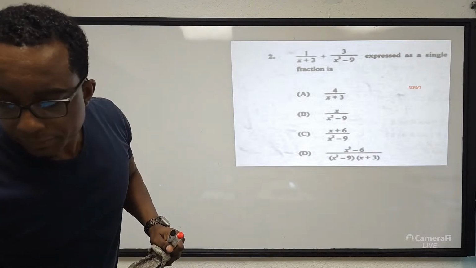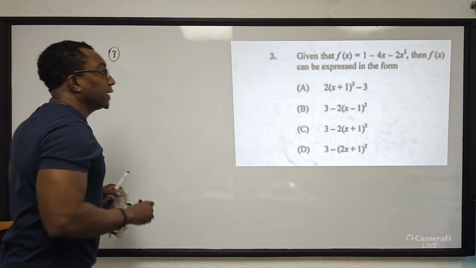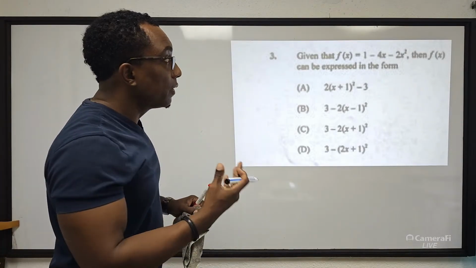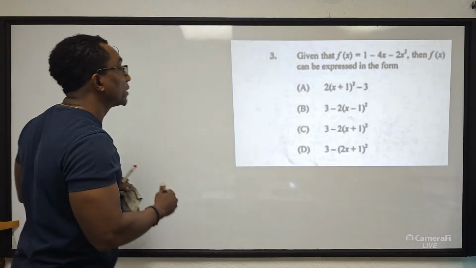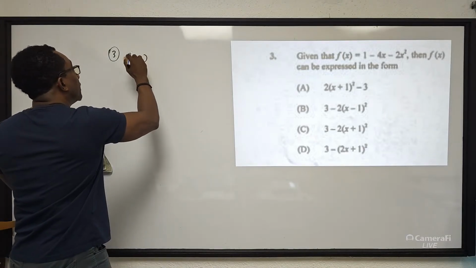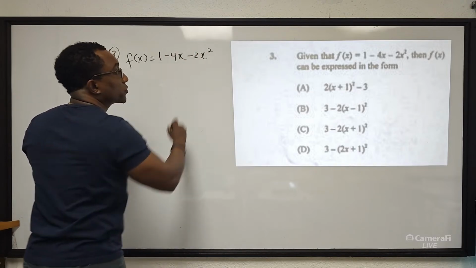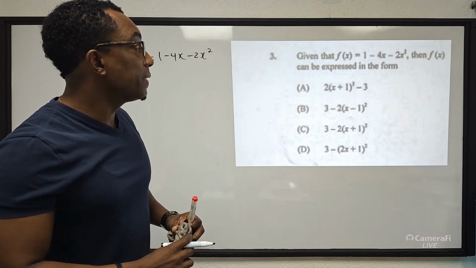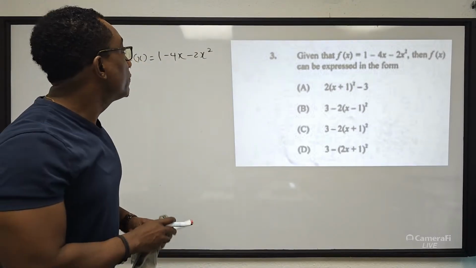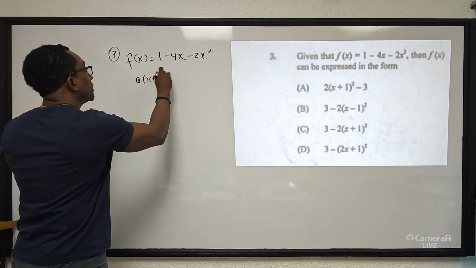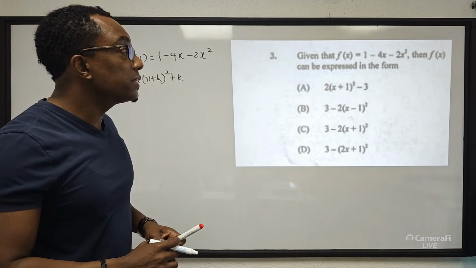We have here, given that f of x, so again the text may not be as clear, so I'll write down the actual function in this case, so we can recognize what are the terms of the function. Given that f of x is equal to 1 minus 4x minus 2x squared, then f of x can be expressed in the form a into x plus h all squared plus k. So it requires us to complete the square and of course state it in that form.